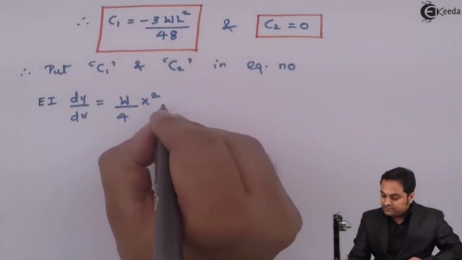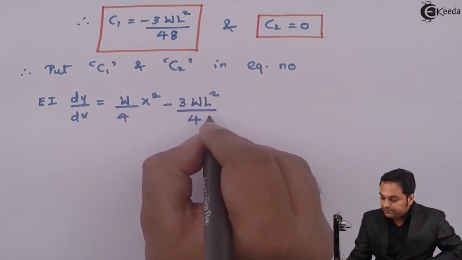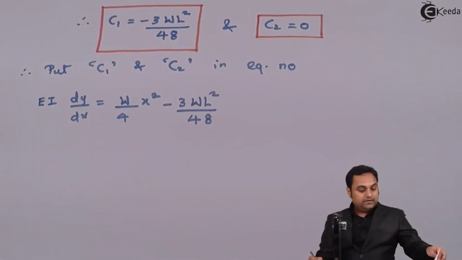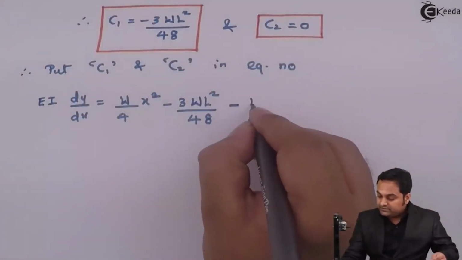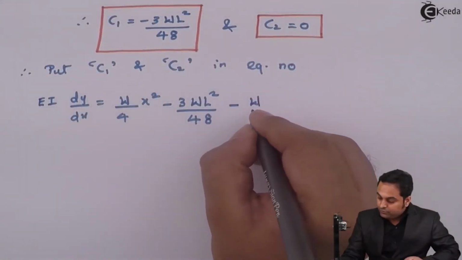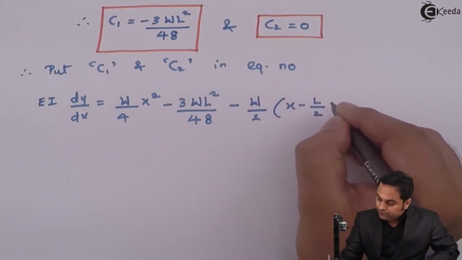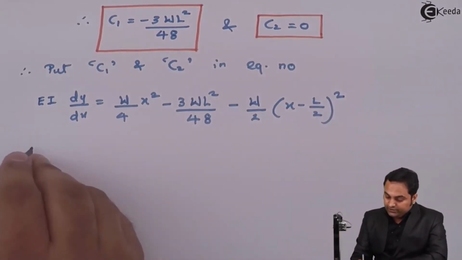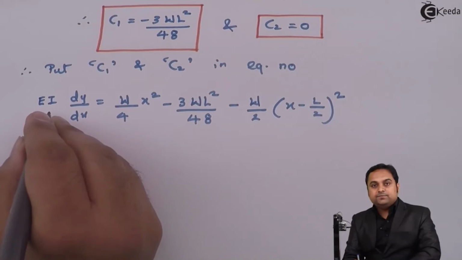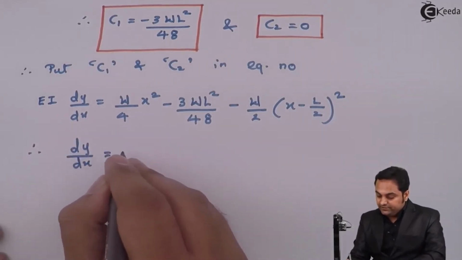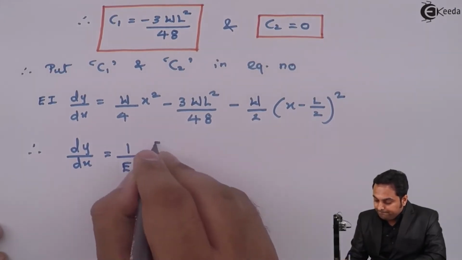C1 value is minus 3 WL square by 48. Then I'll copy the next term as it is. So minus W by 2 into x minus L by 2 whole square. So therefore I'll keep dy by dx on one side. EI is multiplied here. If I get it in the denominator here, it will be 1 upon EI.